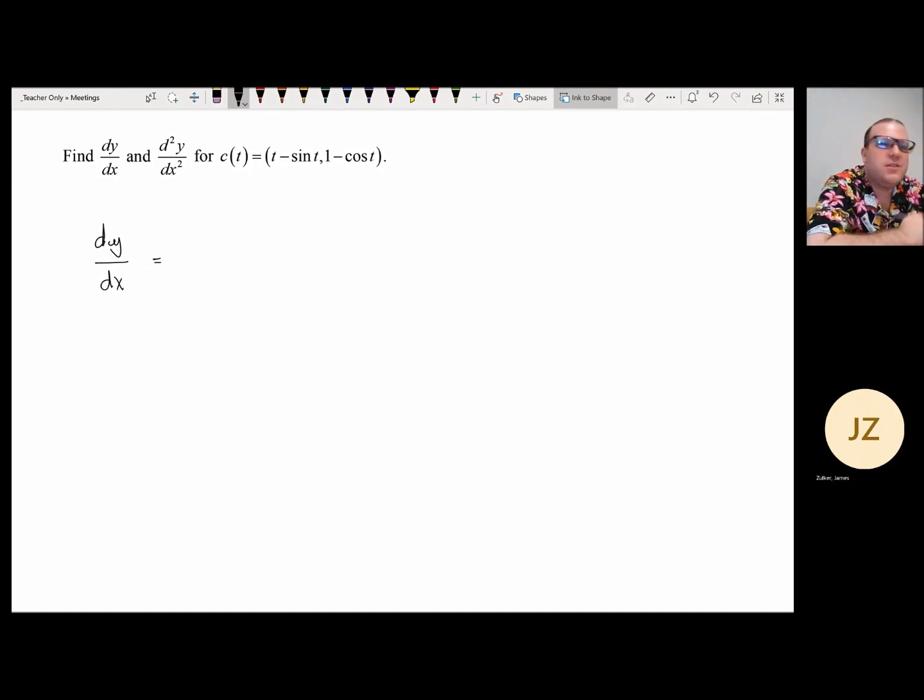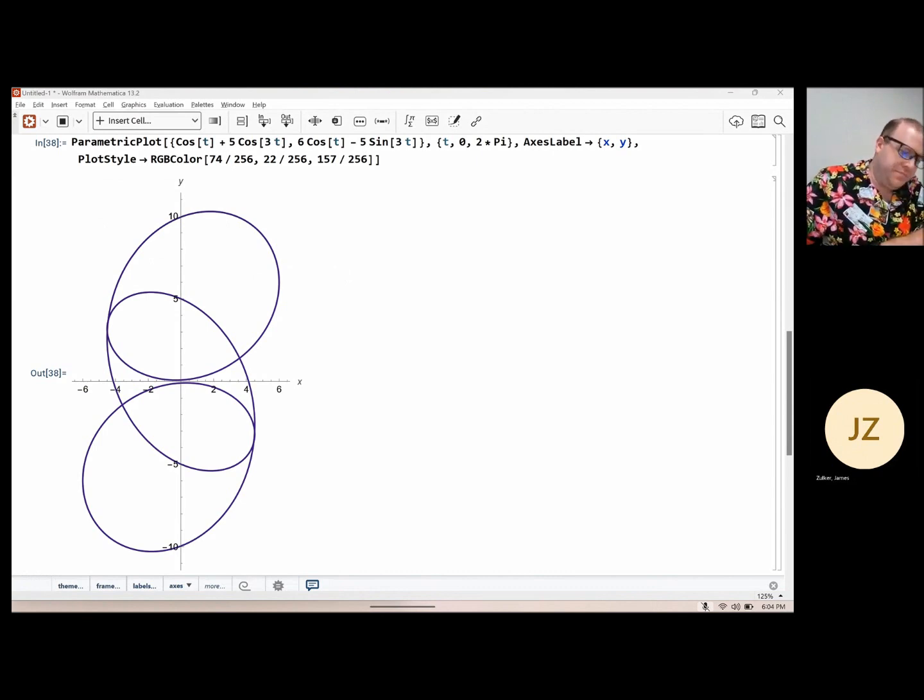dy dx is dy dt over dx dt, or whatever your parameter happens to be. I'm going to shorthand this. Perfect, OneNote just crashed.